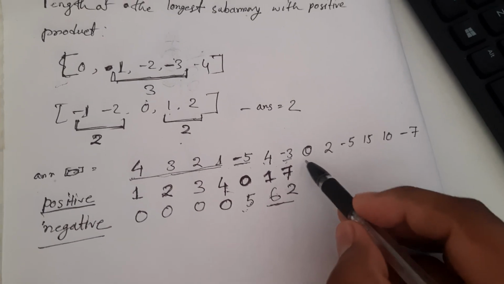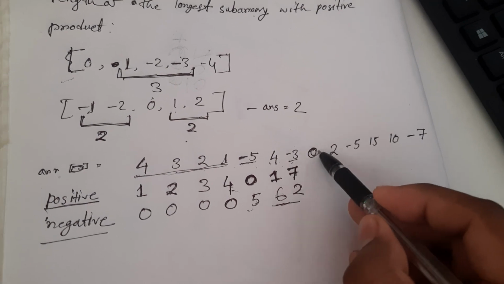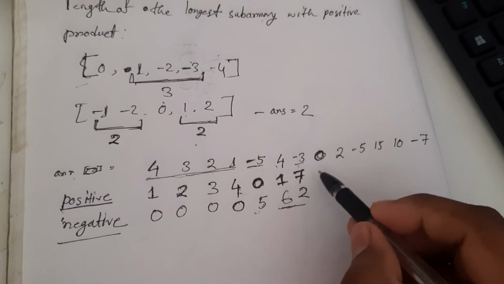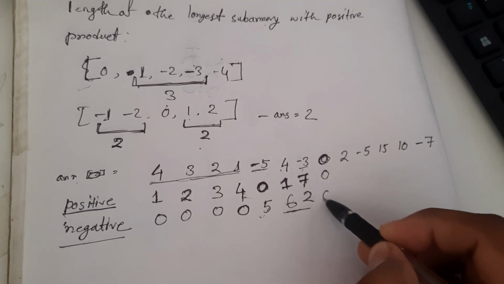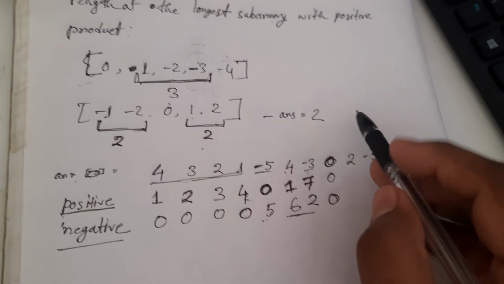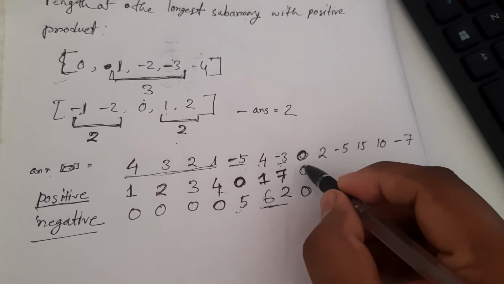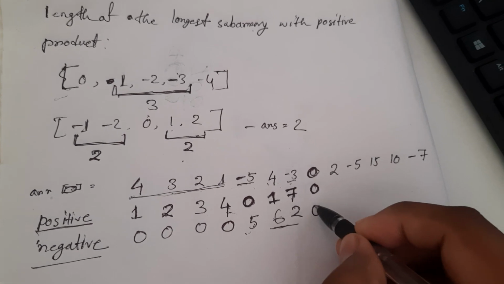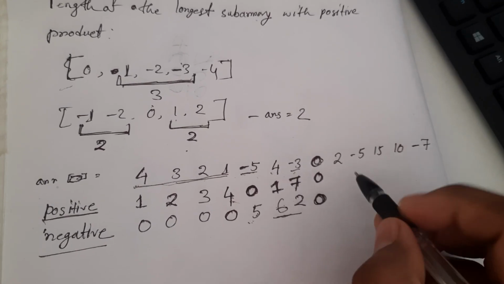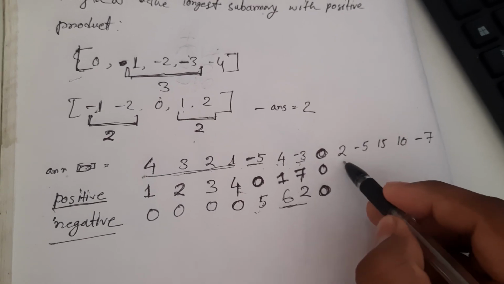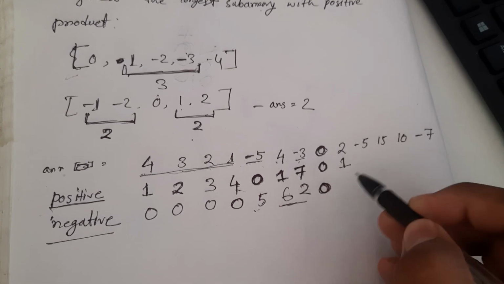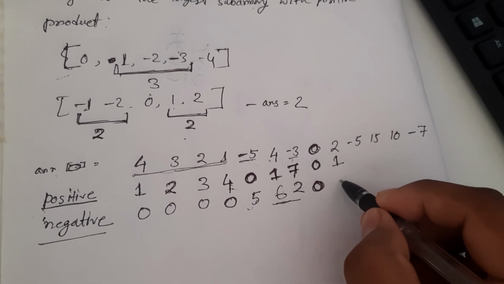So again we increase. Whenever we get a 0, that means the positive length also becomes 0 and the negative length becomes 0, because we need to find the non-zero product. So in that case both the positive and negative lengths become 0. Then we move ahead, and here the positive length becomes 1 and the negative length will be 0.